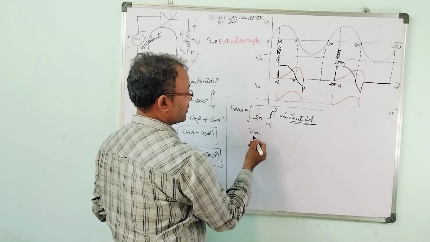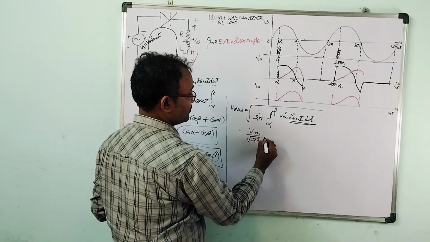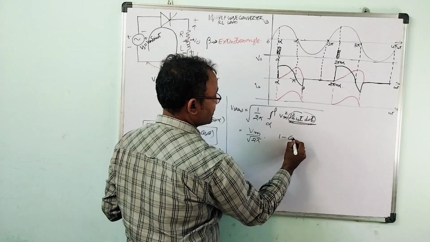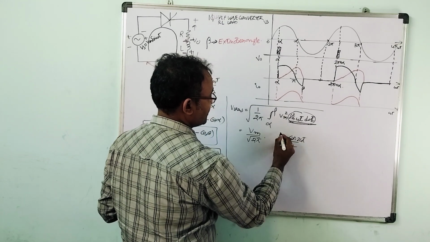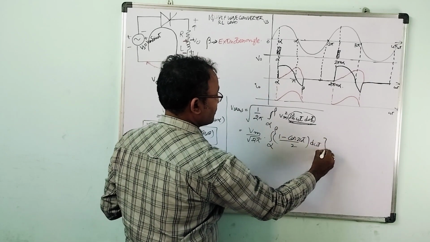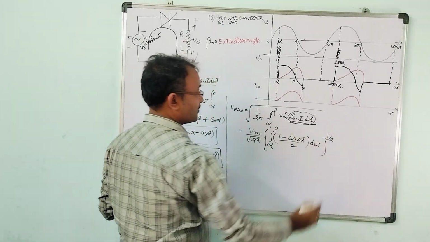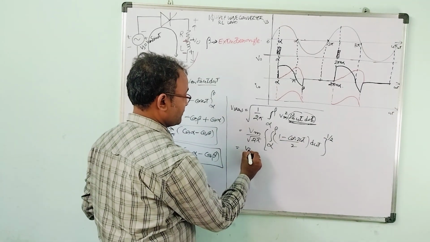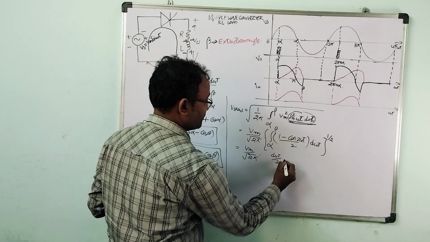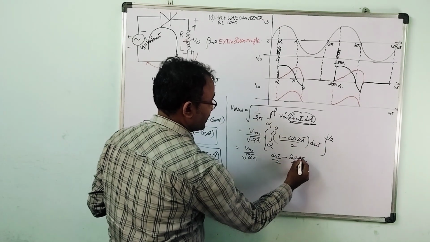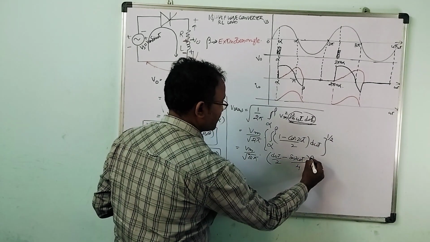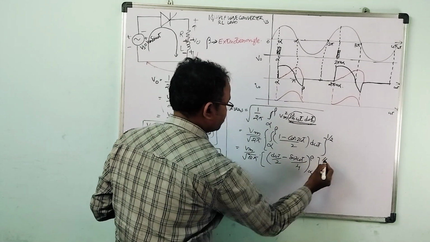Taking Vm outside, Vm divided by square root 2 pi. Sin square omega t we can write as (1 minus cos 2 omega t) by 2. The limits of the integral are alpha to beta, d omega t, the whole to the power of 1 by 2. That equals Vm divided by square root 2 pi, integral of d omega t by 2 minus sin 2 omega t by 4 (already 2 is there, so 4), with limits alpha to beta, whole to the power of 1 by 2.